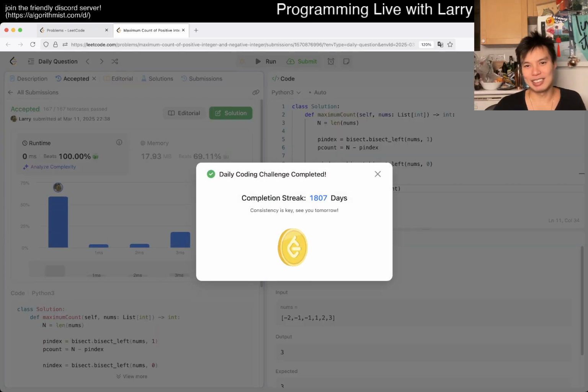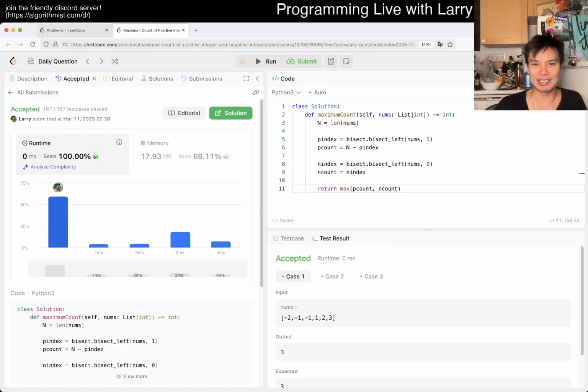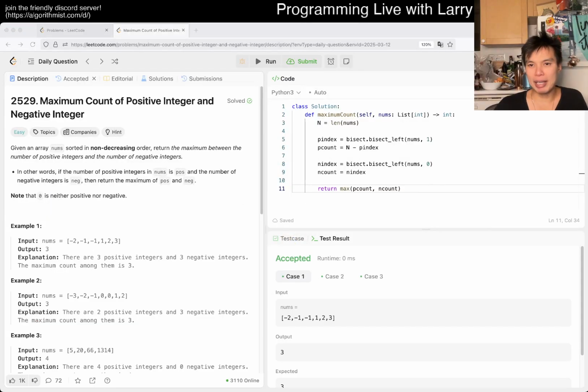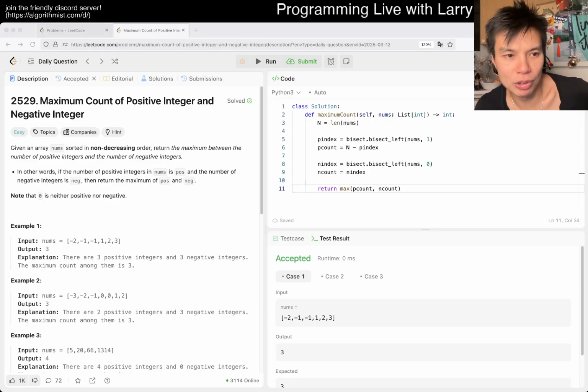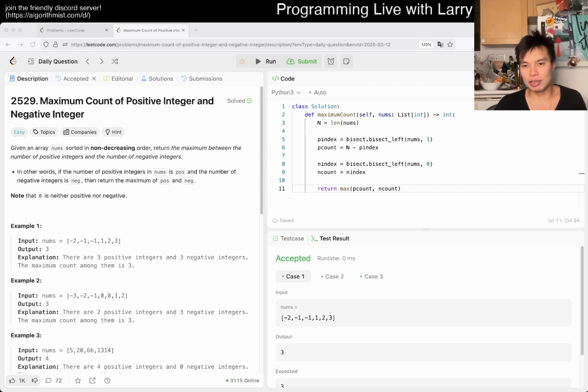Yes! 1807 streak, and we did not get an off by 1. Obviously it takes time and practice, but problems like this, you should be able to do, and you should even be able to write out the binary search if you have to. So definitely, if you want to, you should practice that.